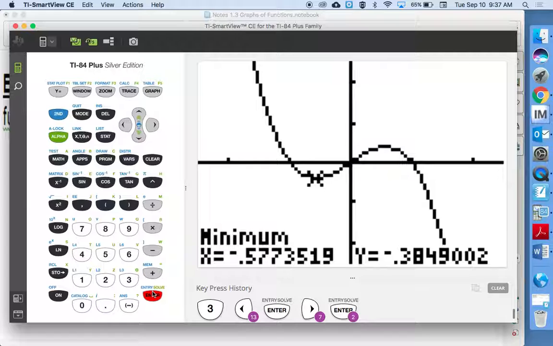So it tells me that the minimum value is negative 0.58 and negative 0.38. So that's where the lowest point of the graph is, the relative min. And that's the lowest point of the numbers that are surrounding it. See if you can find the max as well if you haven't done so already. So use second trace. The right bound means you need to be on the right side of the peak. The left bound means you need to be on the left side.